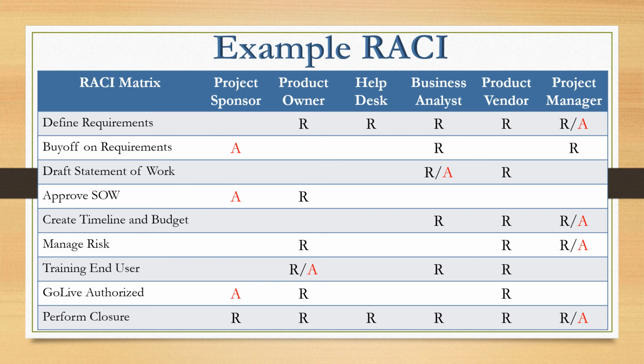Then you identify who's accountable. There has to be one accountable person per row. Only one though. This means the person whose neck is on the line to make sure that the task is thoroughly completed and accurate.